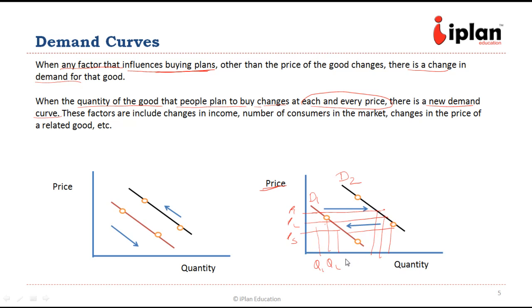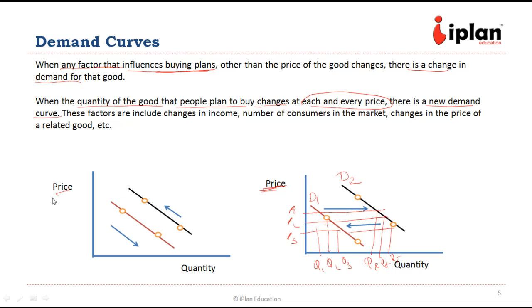Earlier say it was Q1, Q2, Q3, now it is Q4, Q5, Q6 because of the shift in the demand curve itself. Now we have a new demand curve, and the change is not because of price, it is because of some other factor. It could be price of the substitute, or it could be the changes in the preferences for that particular product, or the changes in income, etc.